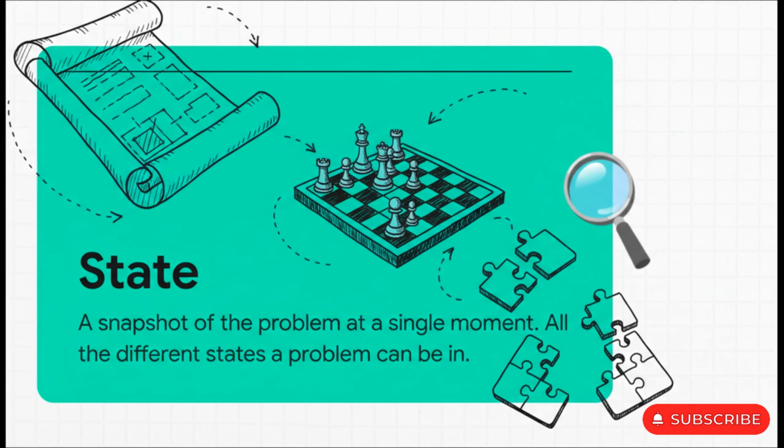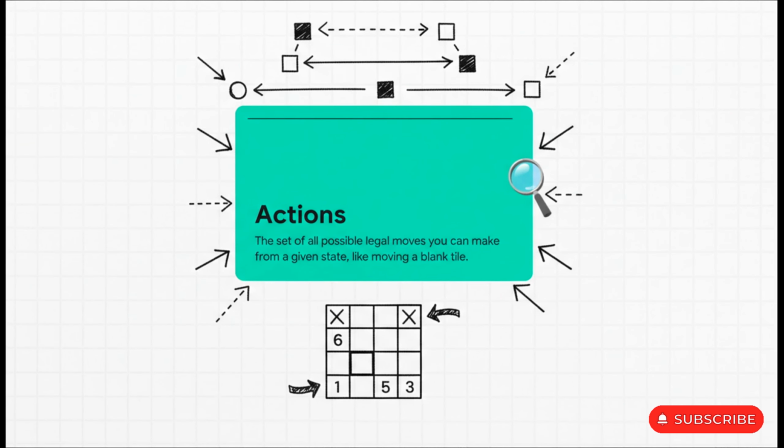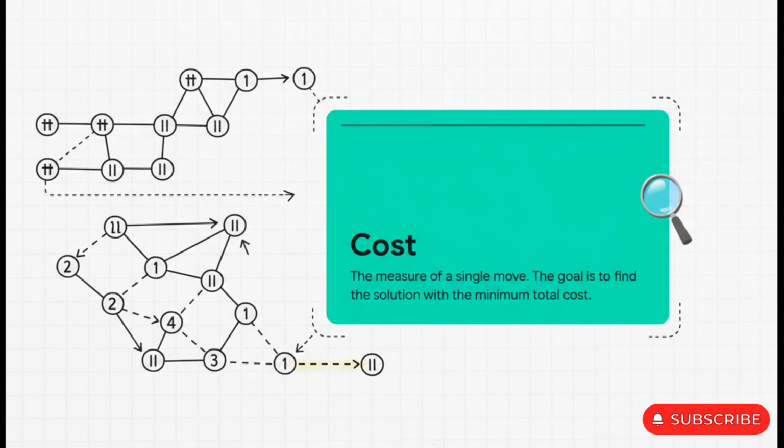Simple as that. Next up, you need actions. Now, these are basically the rules of the game. They're the set of all the legal moves you can make from any given state. You can't just move a puzzle piece wherever you want, right? You can only slide that blank tile into an open spot next to it. Those are your actions.